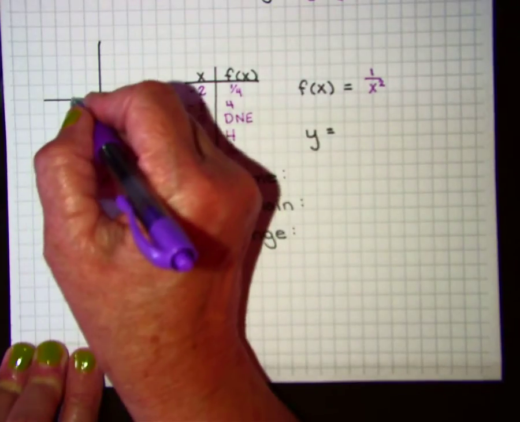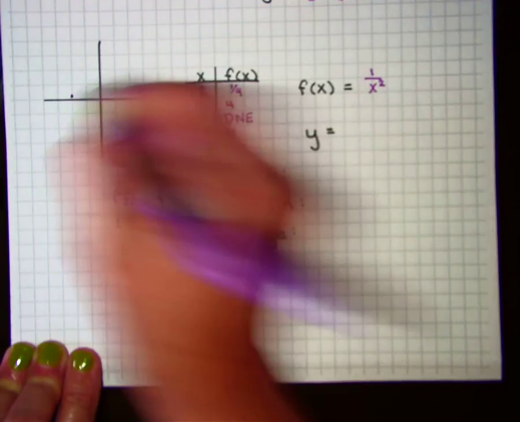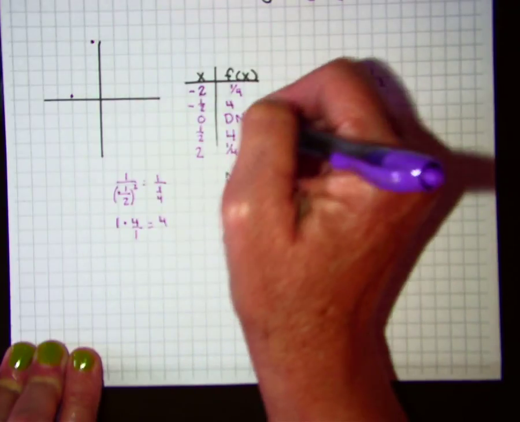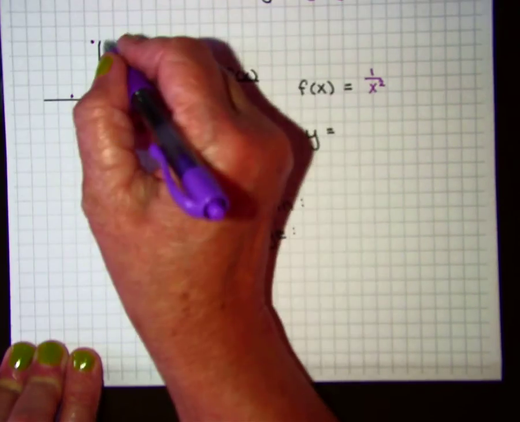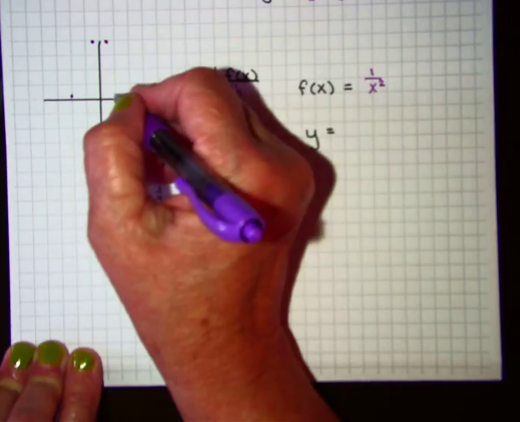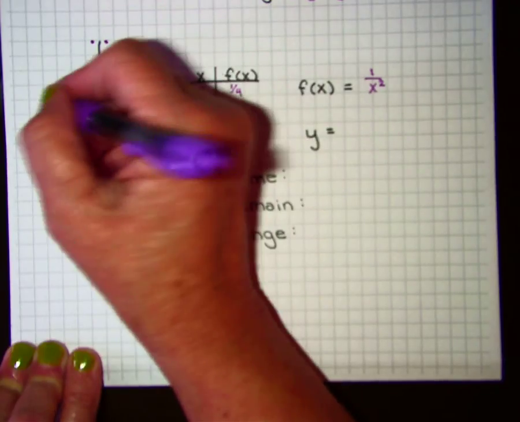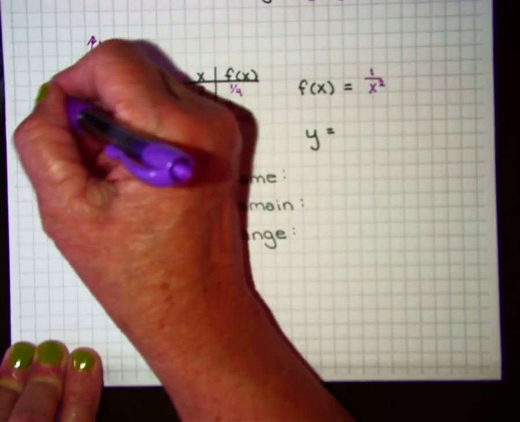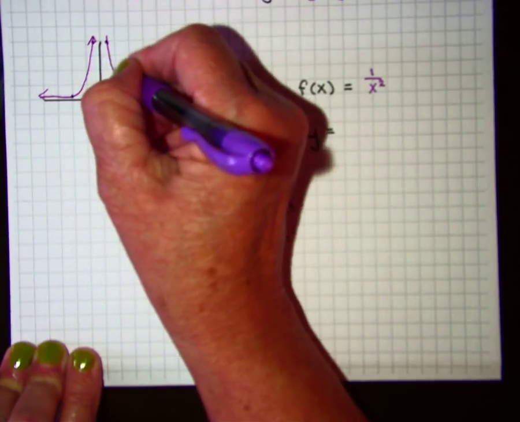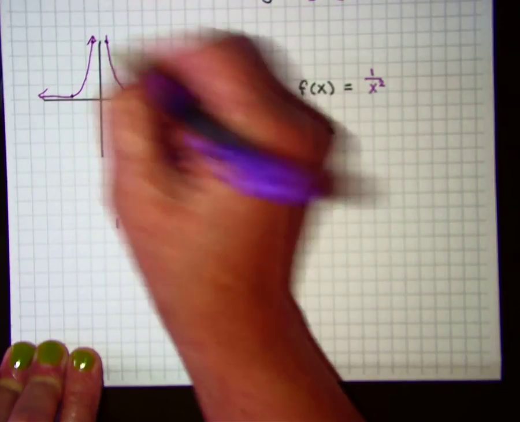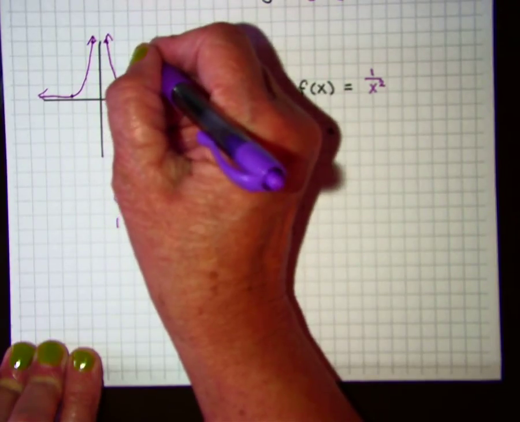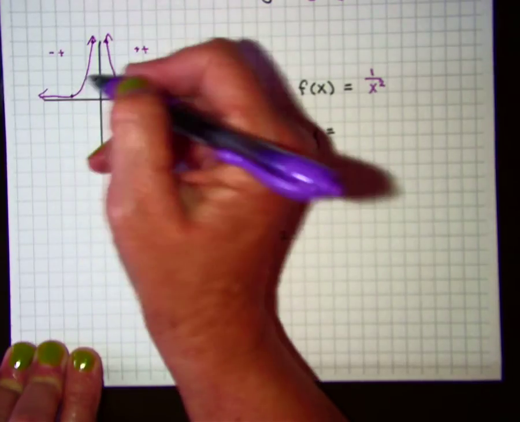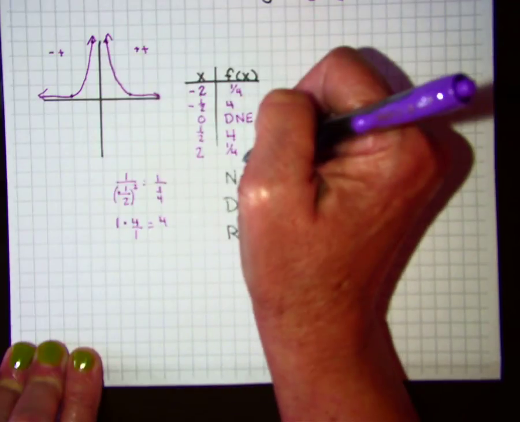So when I look at this, I'm going to have -2, 1/4, -1/2, 4. Then nothing at 0. So 1/2, 4, 2, 1/4. So this is going to be an unusual looking function in that the y will always be positive, and the x can never equal 0. So it'll always have to be, remember the quadrants, this one's got to be both your numbers are positive, this one, your x is negative, your y is positive. Y always is going to be positive.